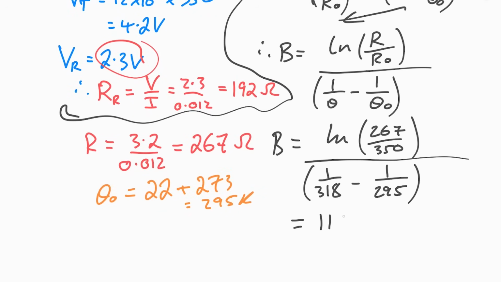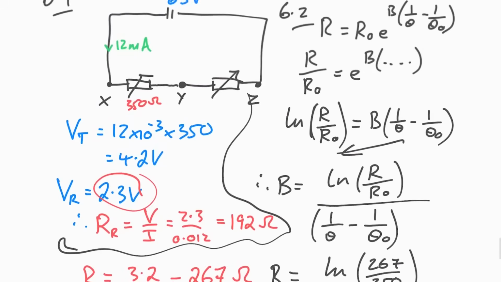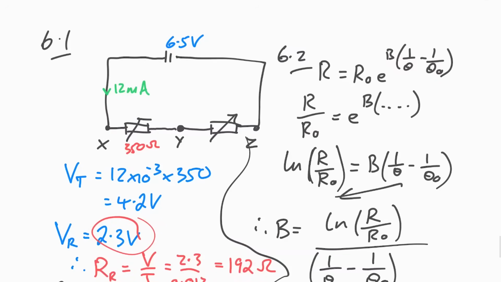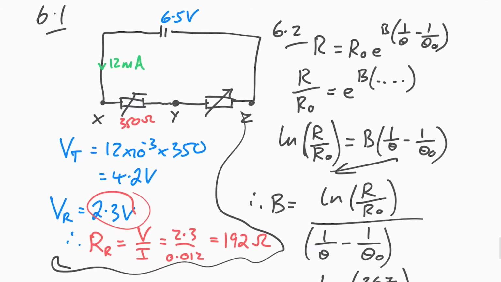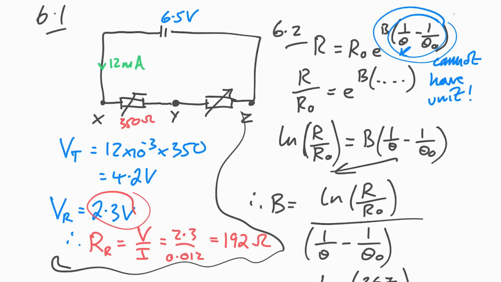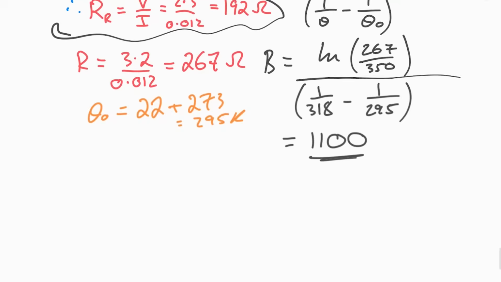1,000. Let's round it to 3 sig figs. There we go. We don't need the unit for that. That's our constant. Oh no, it says write an appropriate unit. Right. So if you know anything about these exponential decay equations, you must know that the exponent cannot have a unit. So therefore, if we have Kelvin on the bottom there, then that means the unit of this is Kelvin to the minus 1. So that means the unit of B has to be Kelvin in order to cancel them out.